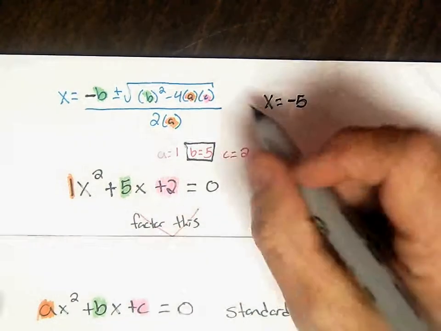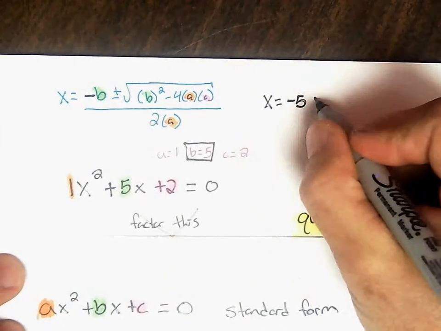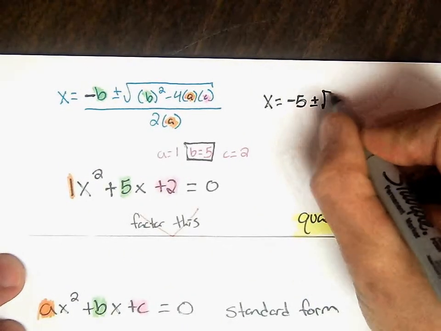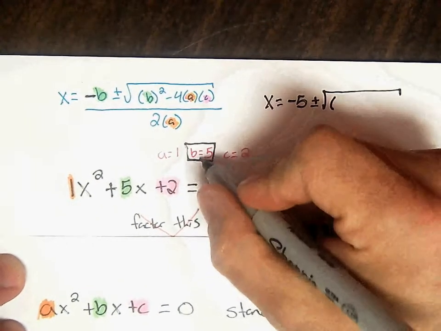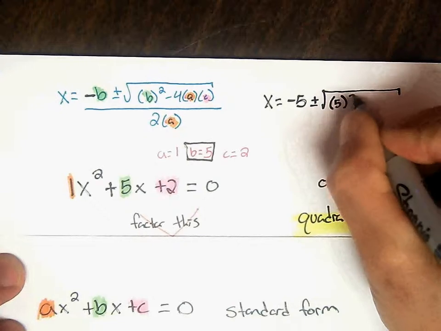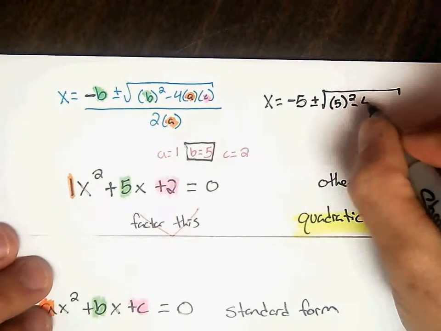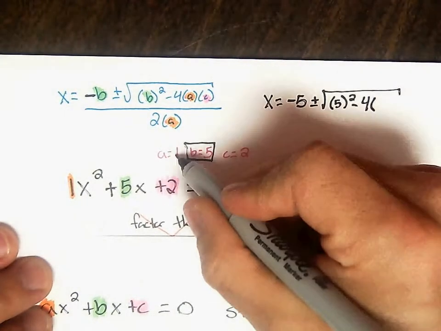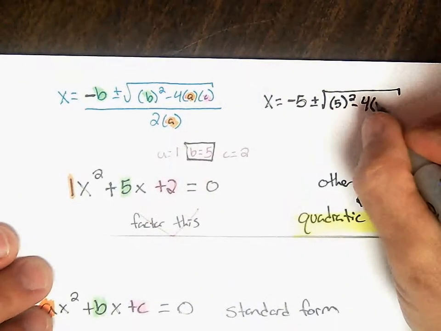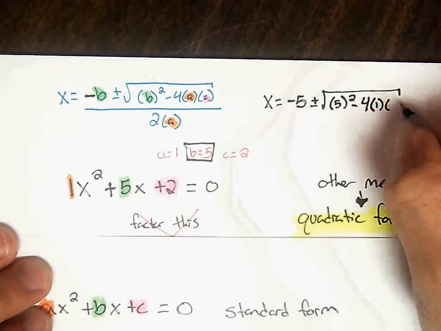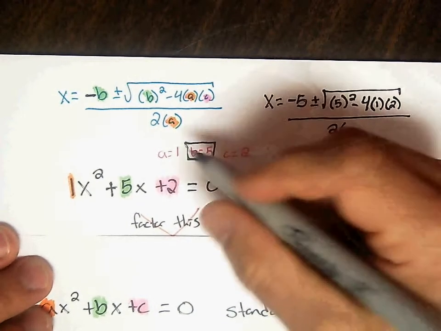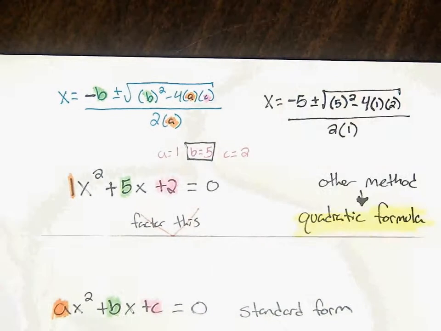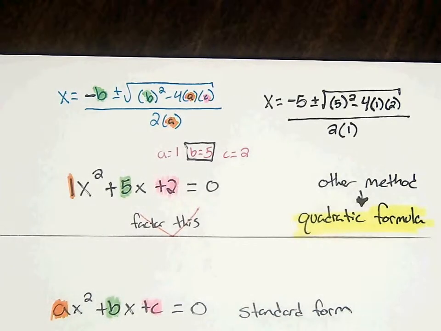So again, opposite b, so it'd be negative 5 plus or minus the square root of b squared, so parentheses, b is 5, so 5 squared, minus 4 times a, well, a is 1, times c, c is 2, all over 2 times a. Well, a is 1. So again, don't try to make this any more complicated than what it is.